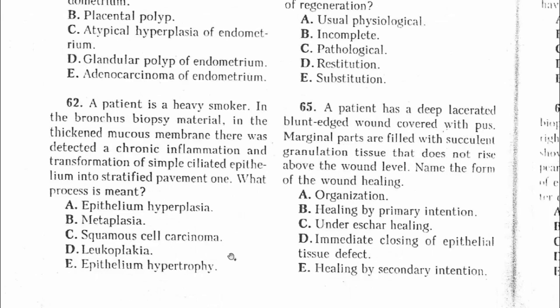A patient is a heavy smoker. In the bronchus biopsy material, in the thickened mucous membrane, there was detected a chronic inflammation and transformation of simple ciliated epithelium into stratified pavement epithelium. What process? Movement from one state of a cell to another type is called, of course, metaplasia. So your answer is B.